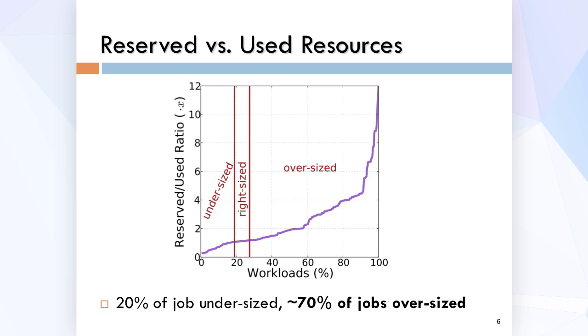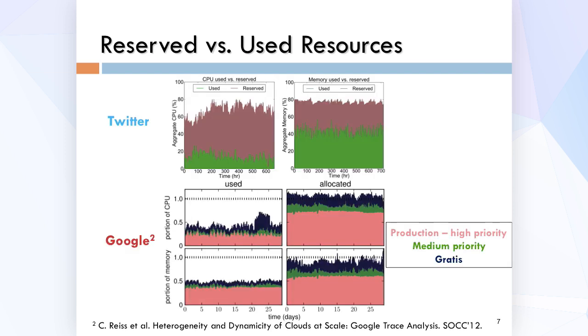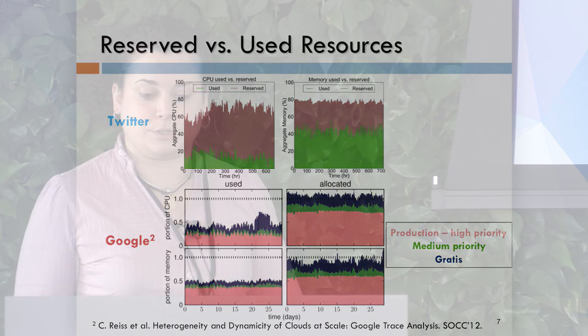Now, this is the data from Twitter, but actually other companies have reported similar results. So these graphs show, focus on the pink lines here, the amount of CPU resources used and allocated for Google, and then the same for memory. And you can see that, again, there is a 2 to 3x over-provisioning.